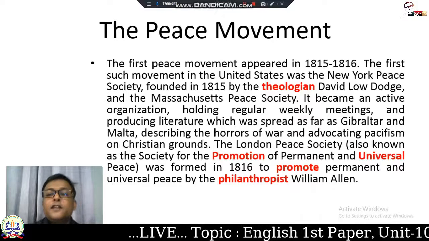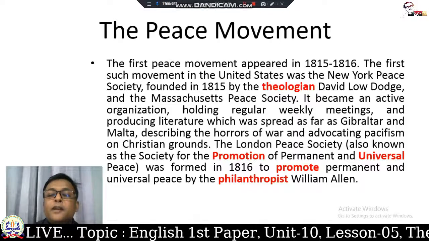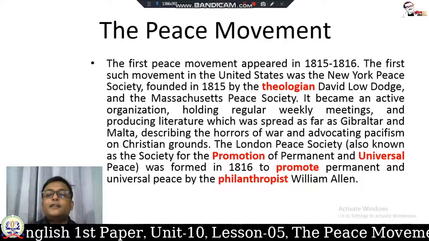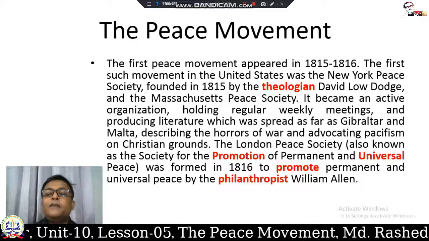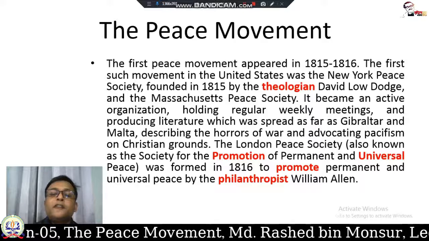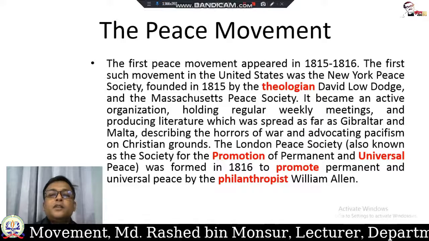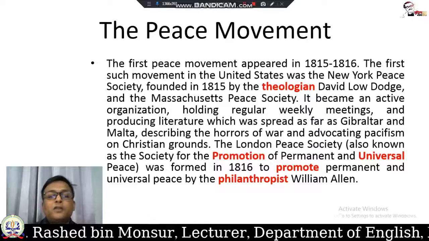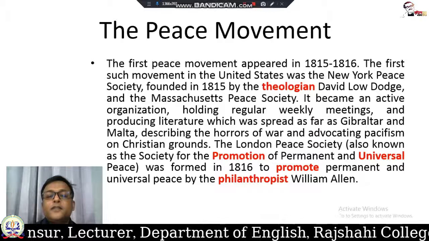The London Peace Society, also known as the Society for the Promotion of Permanent and Universal Peace, was formed in 1816 to promote permanent and universal peace by the philanthropist William Allen. So this is another historical organization regarding the peace movement, known as the London Peace Society, which is also known as the Society for the Promotion of Permanent and Universal Peace.